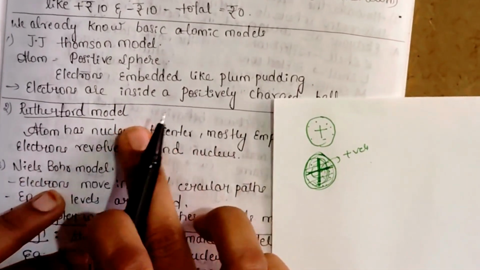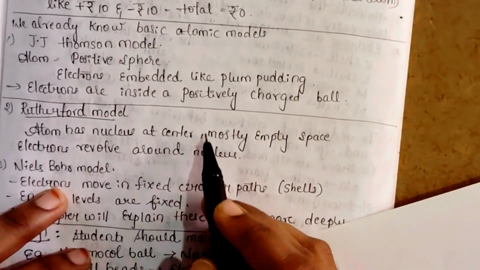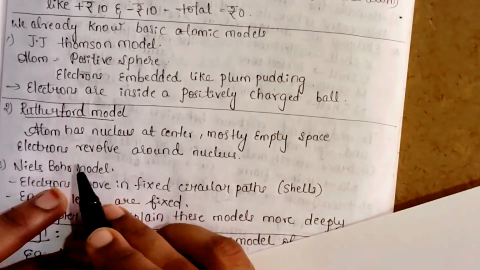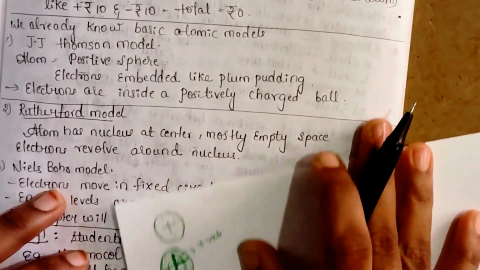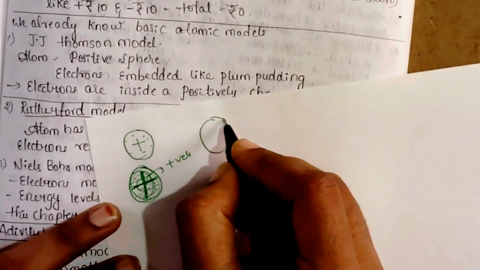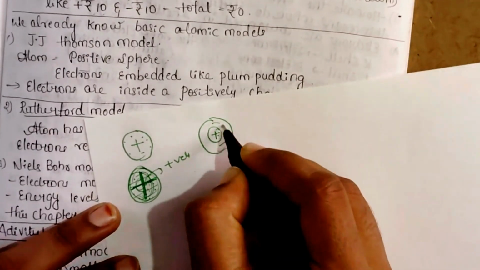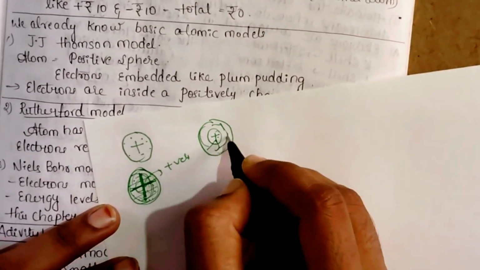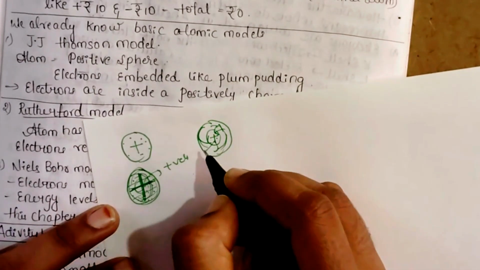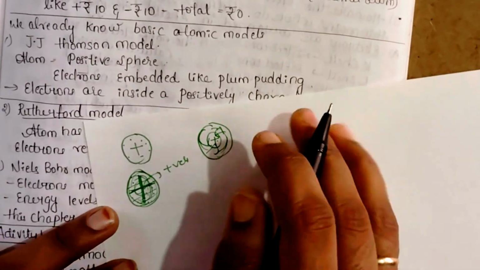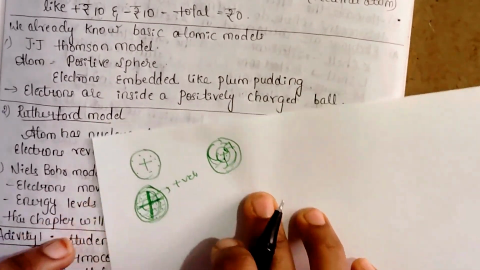Next, coming to the Rutherford model. Atom has nucleus at center, mostly empty space. Electrons revolve around the nucleus. He said that atom consists of a positively charged nucleus, and he could not explain why the electrons are not falling into the nucleus. Okay, why the electrons are not falling into the nucleus when they revolve around the positively charged nucleus.